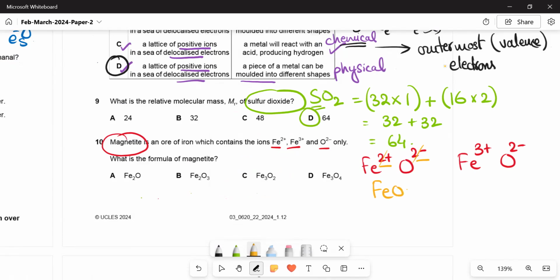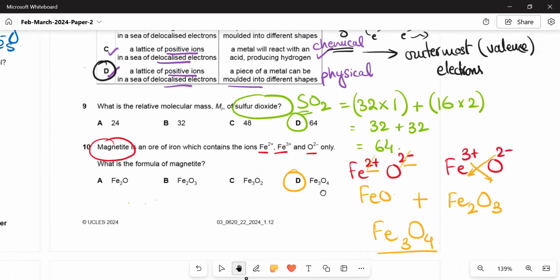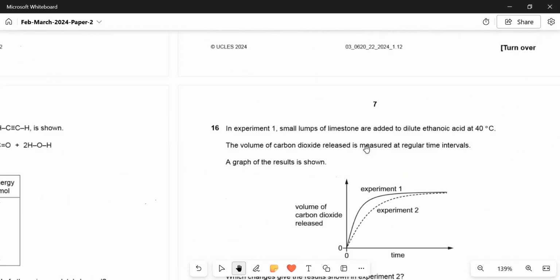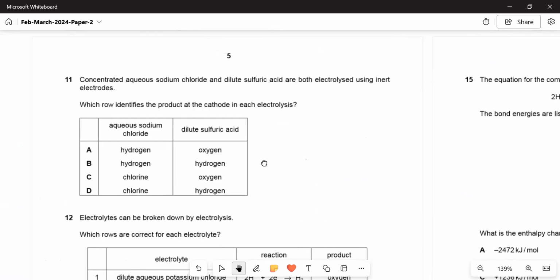And here, we have the unbalanced charges, so they both will be written in the crossover, and Fe will get 2, and oxygen will get 3. If we add both of them, the formula will become Fe3O4. So the formula of magnetite will be Fe3O4. So these are the first 10 questions.